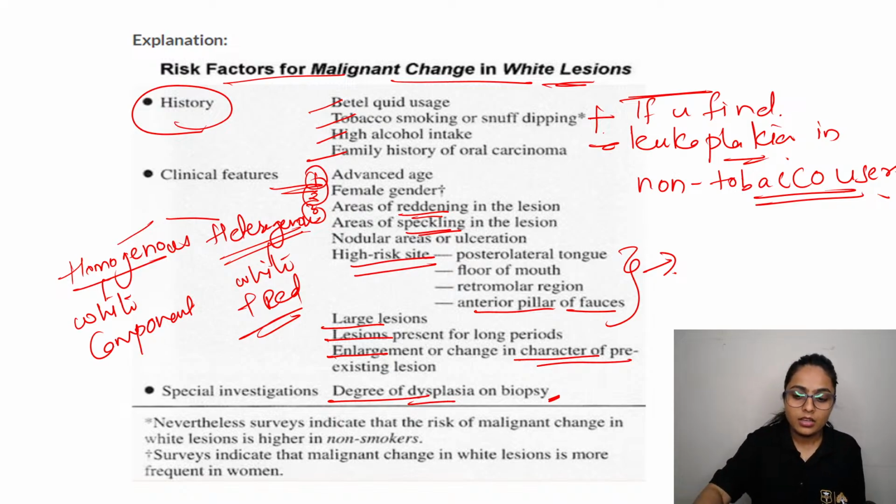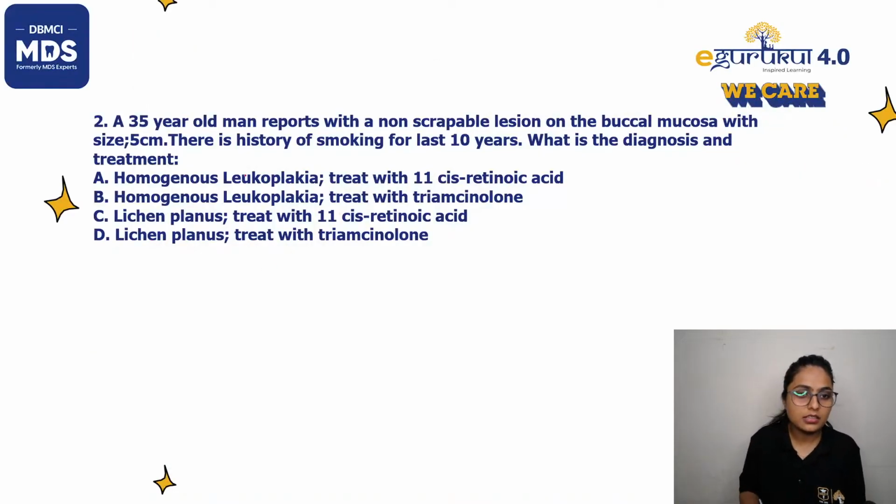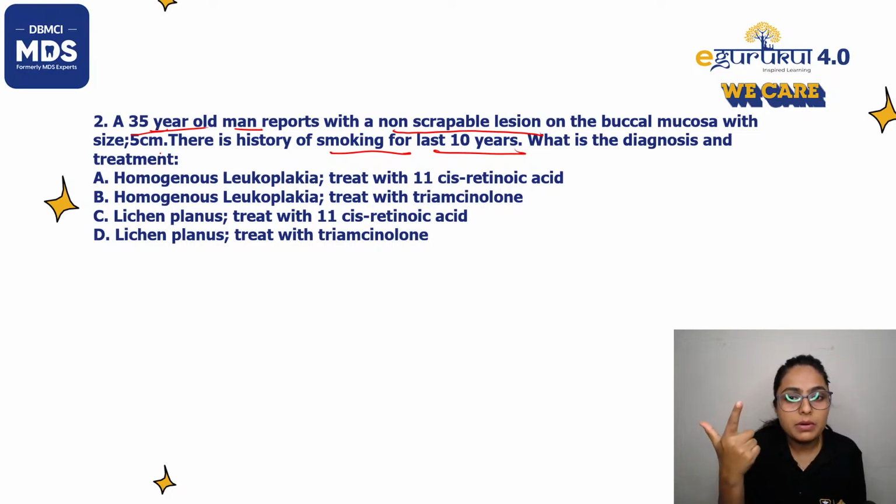Next we have a 35 years old man reports with a non-scrapable lesion on the buccal mucosa with size 5 centimeter. There is a history of smoking for last 10 years. What is the diagnosis and treatment? Now we will underline the keywords. We have three keywords: 35 years old man, non-scrapable lesions, and smoking for last 10 years.